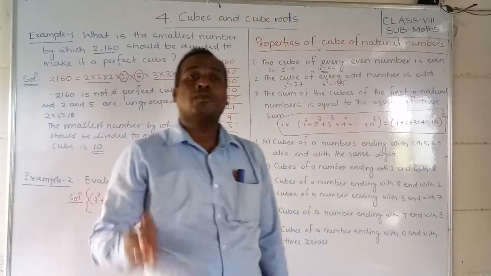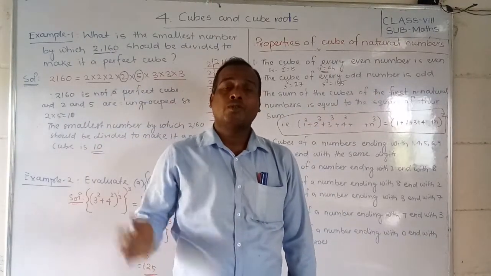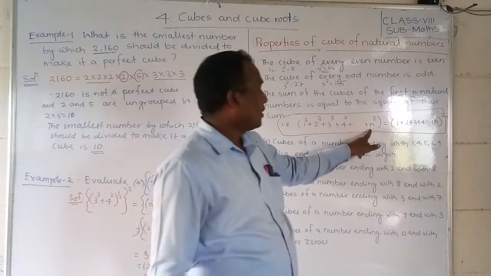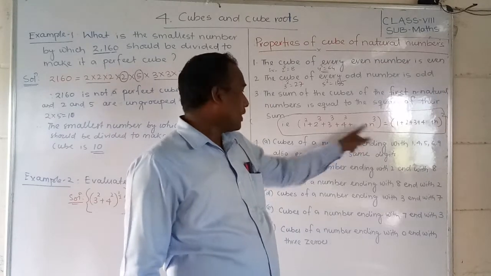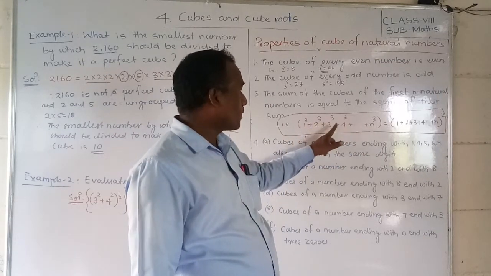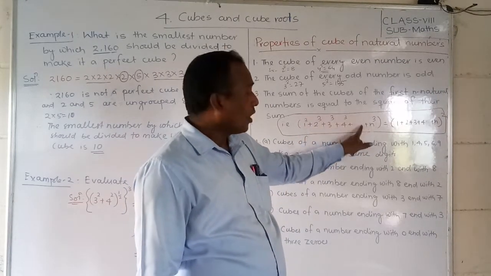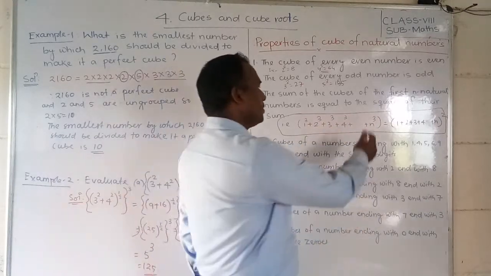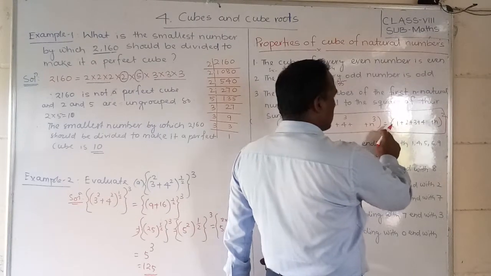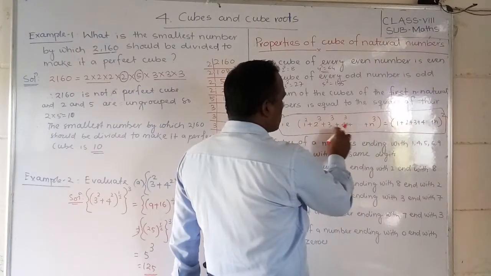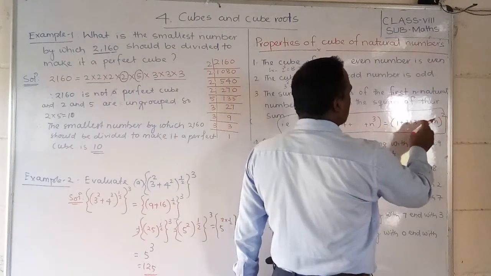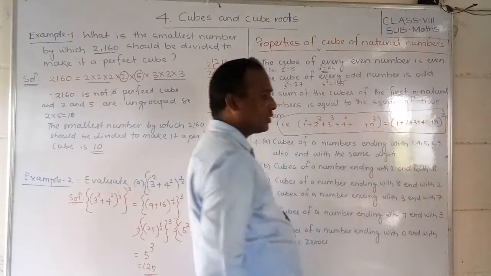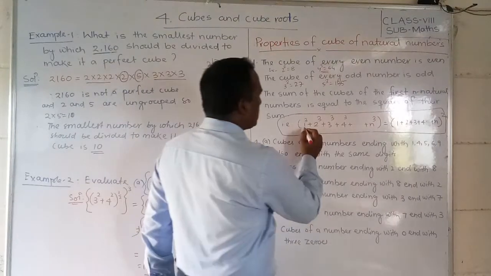That means 1 cube plus 2 cube plus 3 cube plus 4 cube, and so on up to n. n means the last term. So 1 cube plus 2 cube plus 3 cube plus 4 cube plus 5 cube plus 6 cube, like that up to n cube. Suppose any cube you can take, the last cube you can take is n. So what is it equal to? Whatever numbers are cubed, you add them: 1 plus 2 plus 3 plus 4 plus dot dot plus n, that whole square.